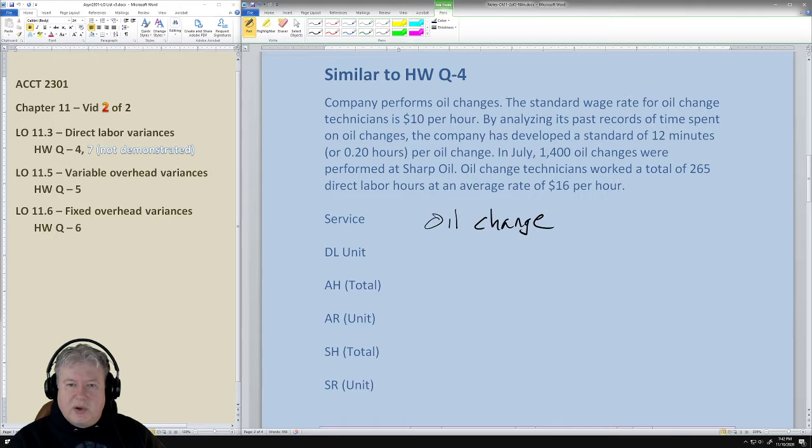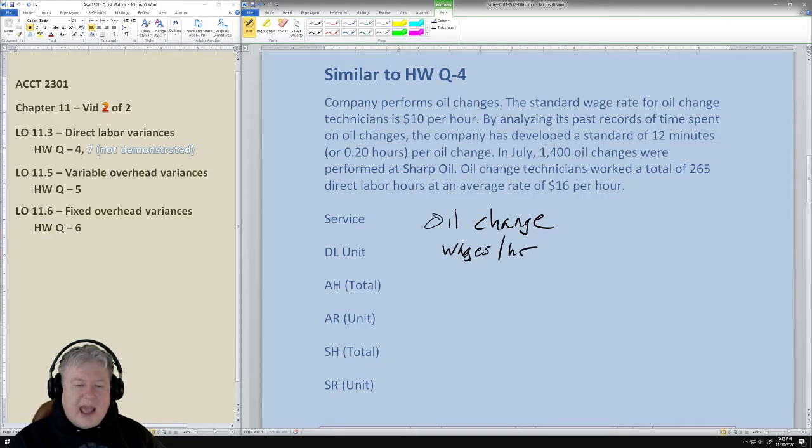But similar with this, in a service, there could be different types of direct labor. It could be the guy that puts on the tires. It could be the guy that does the actual oil change or whatever it is. So there could be a different direct labor, I guess, services. Here, almost always it's going to be wages per hour or dollars per hour.